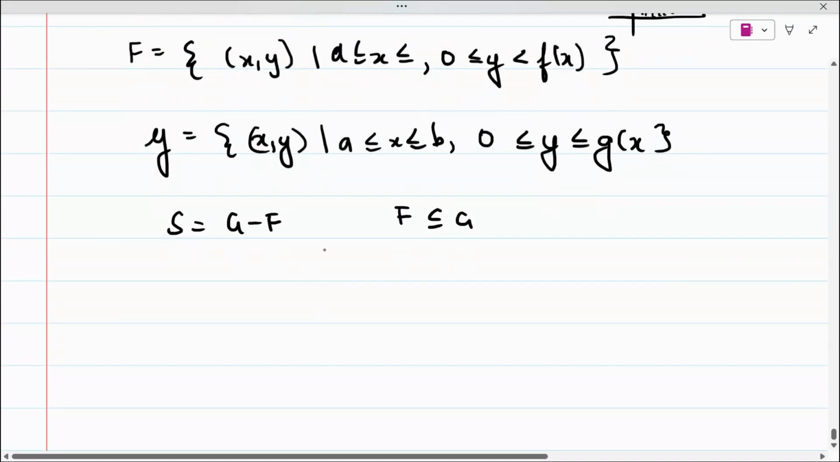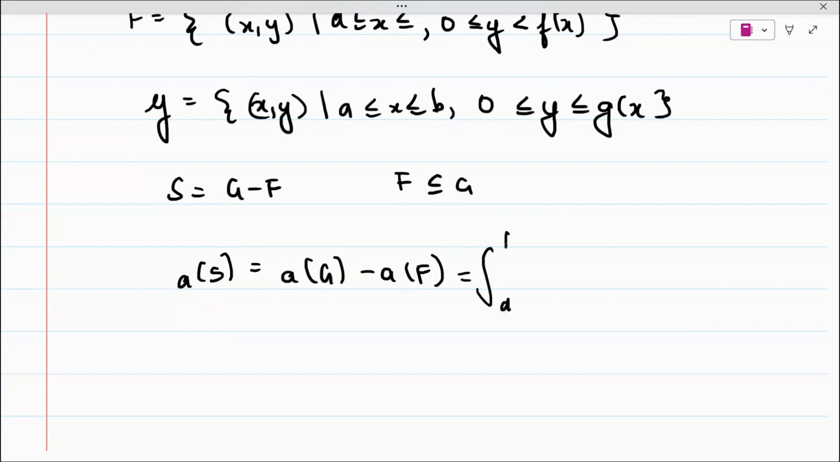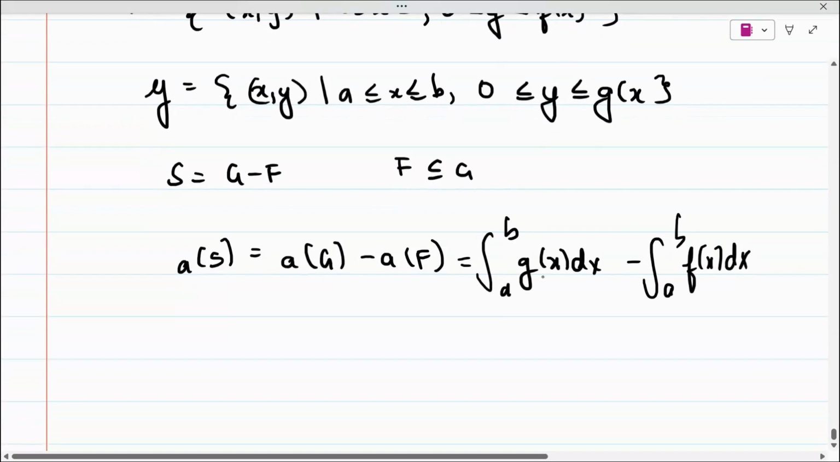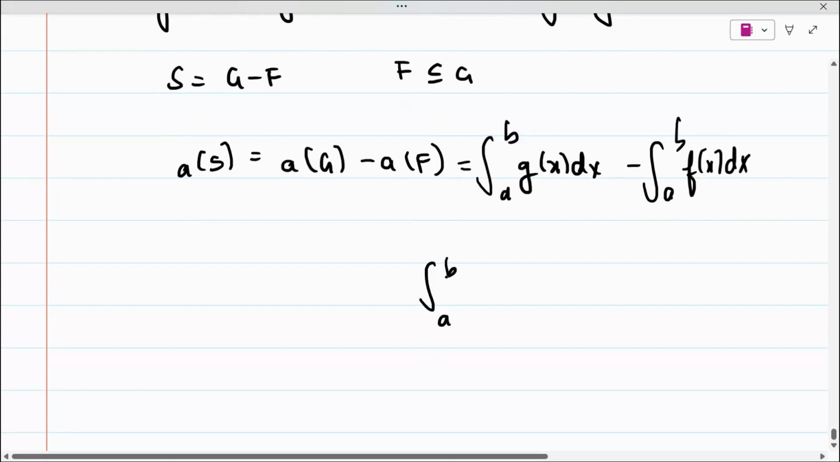So now we have a of S equals a of g minus a of f. But we know that the area of the ordinate set is just its integral, right? And we can know this by additivity. We can write this as the integral. Let's just prove it for non-negative functions f and g.